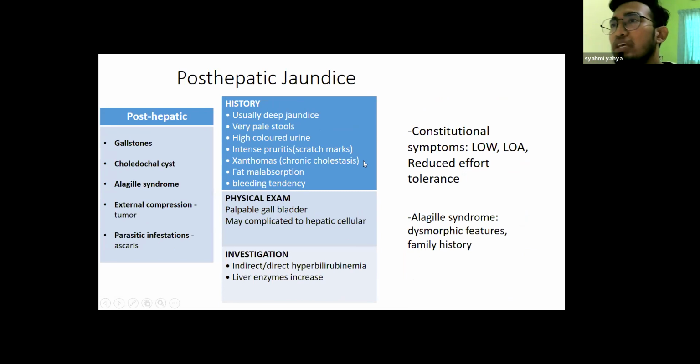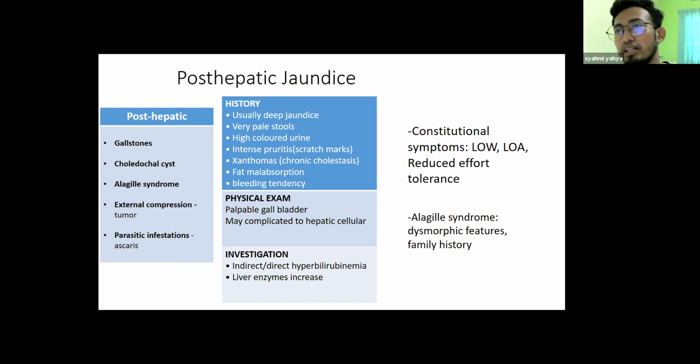Okay, post-hepatic jaundice is actually surgical jaundice. It is due to obstruction of the biliary tree. The history we should get from the patient is usually deep, very severe, marked jaundice. Because of the block at the biliary tree, the bilirubin cannot pass through, so the stool will be pale because there is no stercobilin there. And the bilirubin that is stuck will flow back, enter the blood circulation, and be excreted in the urine.